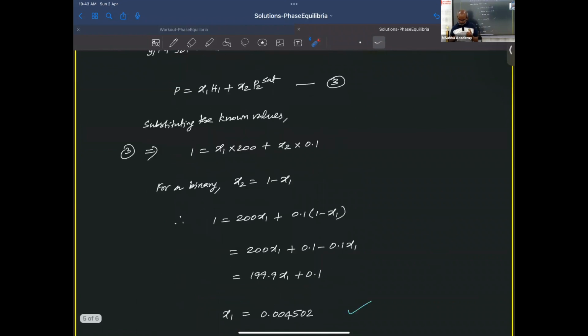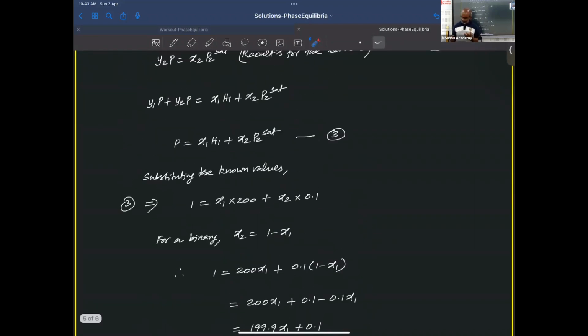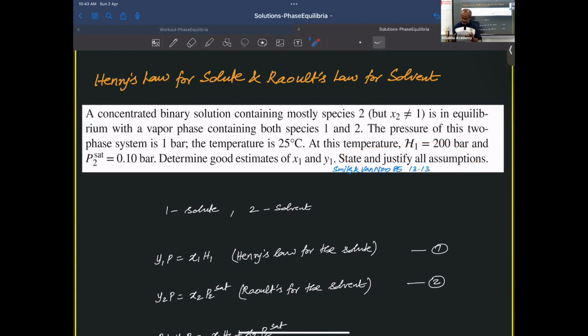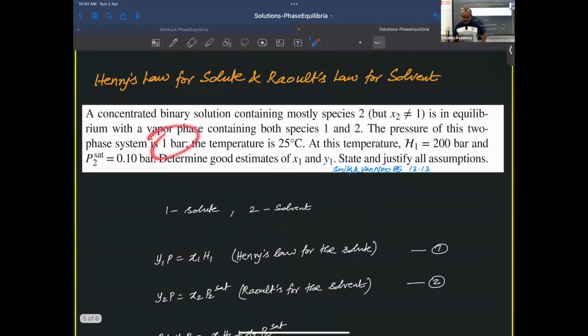Component 1 is only about 0.45%, so component 2 is about 99.5%. So that is definitely applicable. The assumption of Raoult's law for the solvent is justified because we have predominantly component 2 in the liquid. And the vapor phase also can be considered ideal, because this is normally valid in the low pressure range, normally 1 to 10 atmospheres, where the gas phase can be considered an ideal gas mixture.